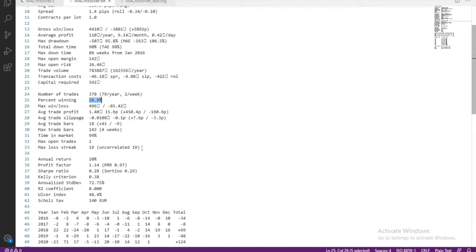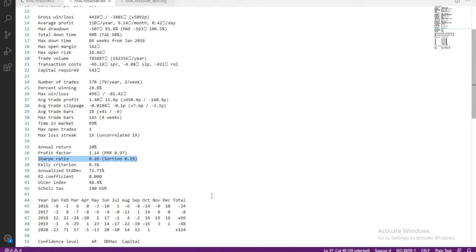So as I was saying before, the percentage of wins is 28%, which is quite natural for trend following strategies. And the Sharpe ratio, which is basically the ratio between the returns and the volatility, is 0.28, which is not particularly great. You'd want to see something closer to 1. Naturally, we've only tested this for the last 4 or 5 years, so that's not very relevant in terms of what's going to happen.